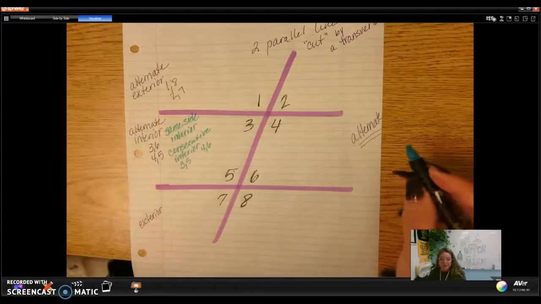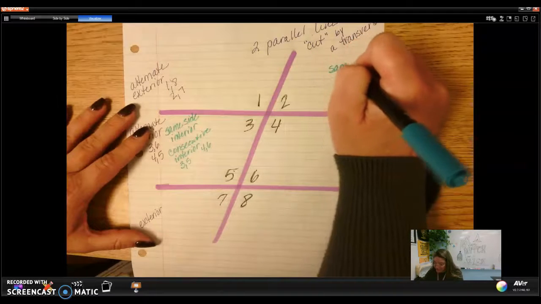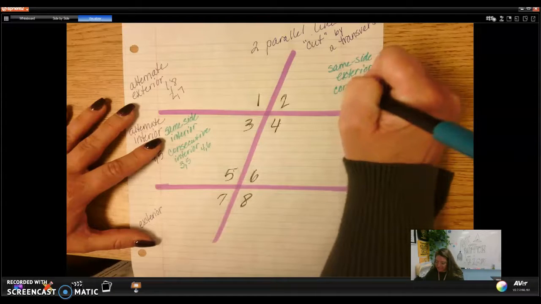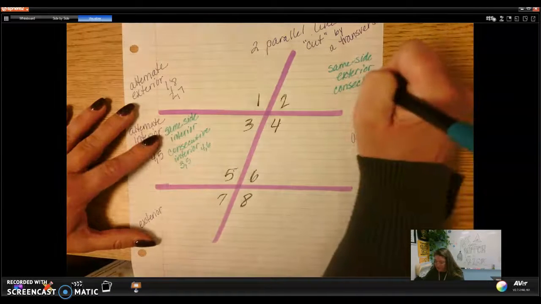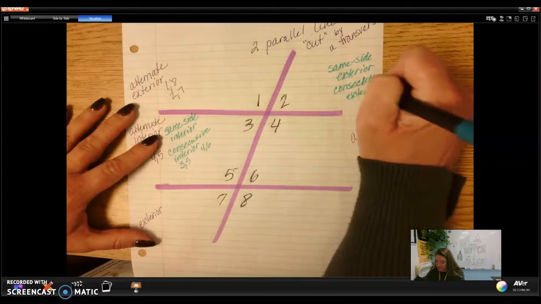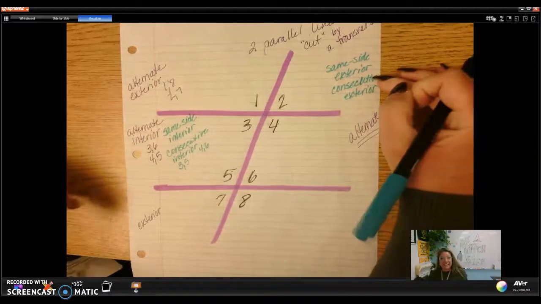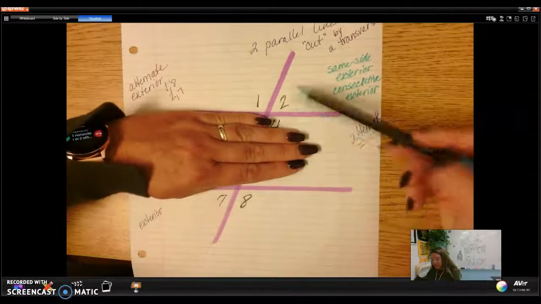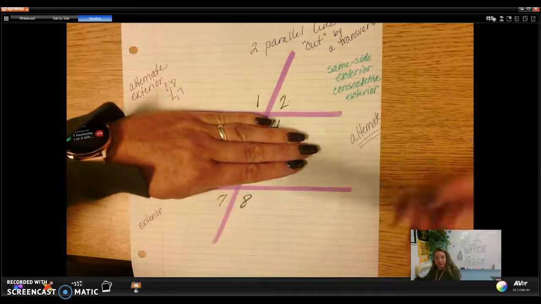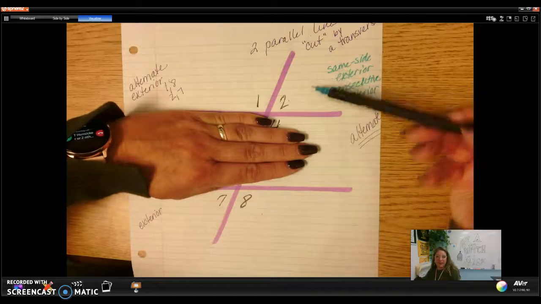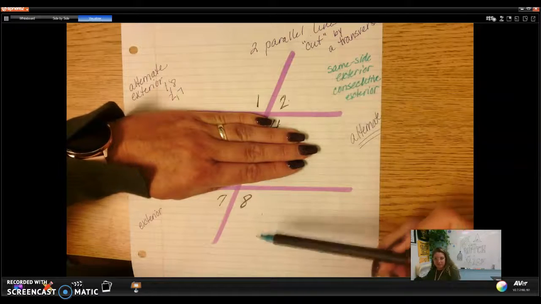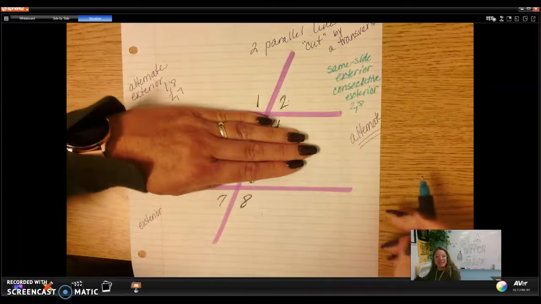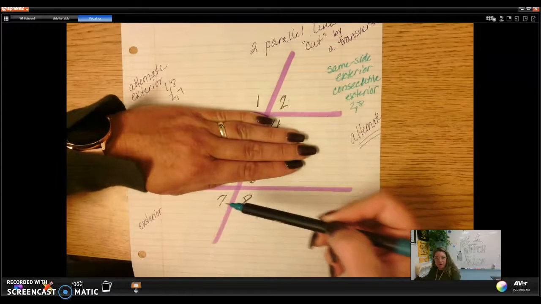There's also what are called same side exterior, or we call them consecutive exterior. Okay, so again, same side and consecutive are just two different names for the exact same thing. But we're looking for things that are on the same side of the transversal, so 2 and 8, but exterior because they're on the outside of the picture. So 2 and 8 would be consecutive exterior or same side exterior, and so would angle 1 and angle 7.